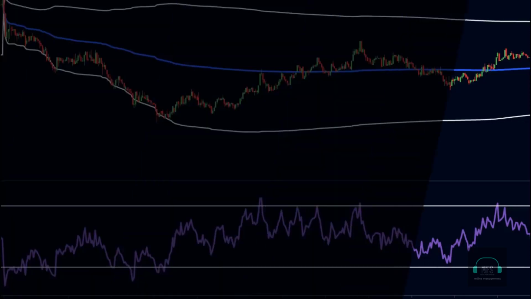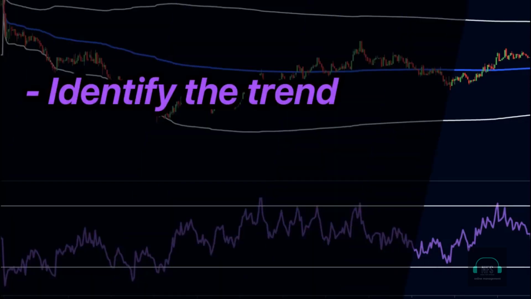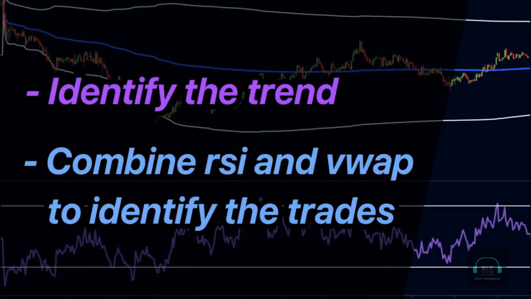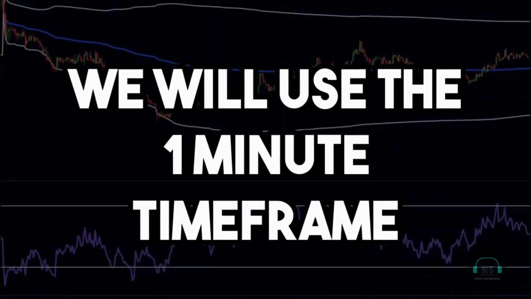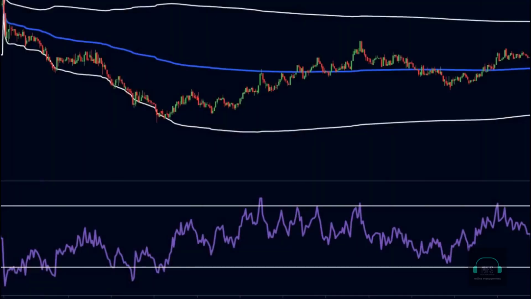In our strategy, we will first identify the trend of the market and then combine RSI and VWAP to identify our trades. Since the strategy is an intraday strategy, we will be using the 1-minute chart to trade this. Let us look at an example.